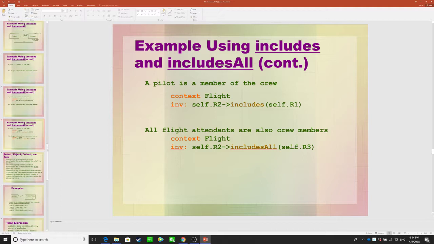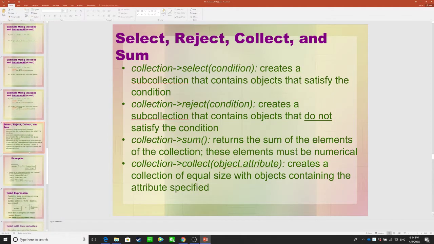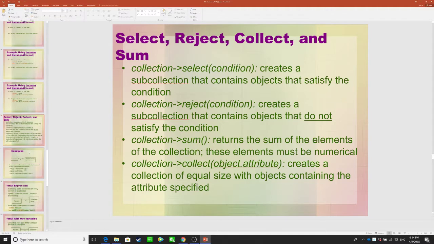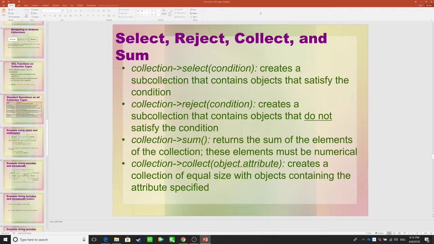Okay, select, reject, collect, sum. We still have this select, reject, collect and sum we can use for the collection. Okay, then let's do that on Wednesday, right? All right. Thank you very much for coming today.